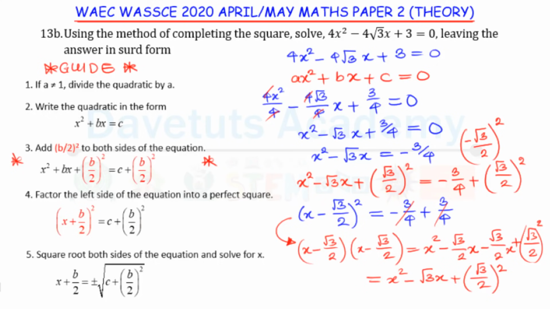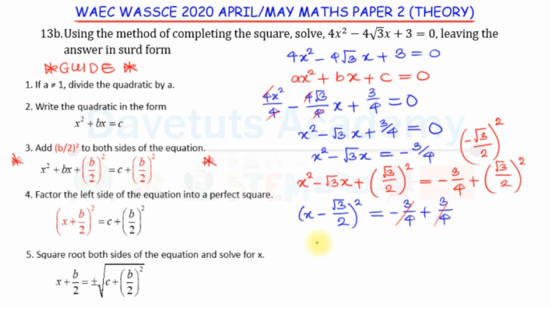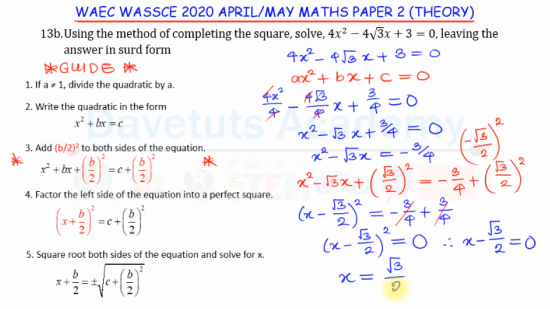I will clear my board now, and now as easy as it gets, what we just have is that x minus root 3 over 2 raised to power 2 is equal to 0. Therefore, if you were to find the square root of both sides, you can say x minus root 3 over 2 is equal to 0. So this will give us x to be, when minus root 3 over 2 moves to the right hand side, it becomes root 3 over 2. And notice that this will now be occurring twice.